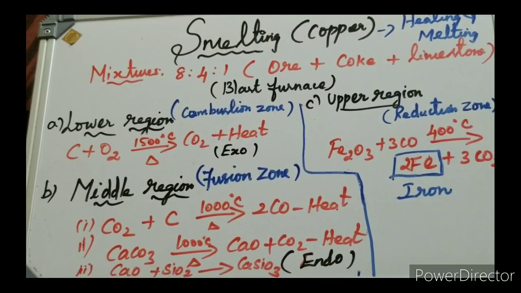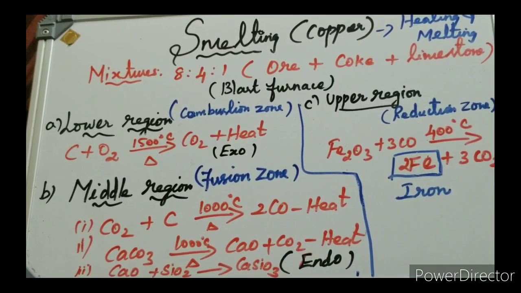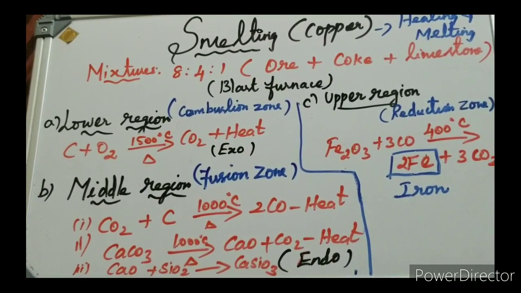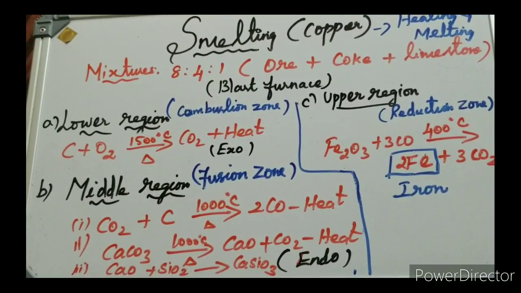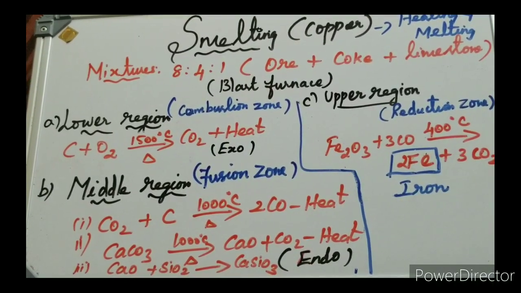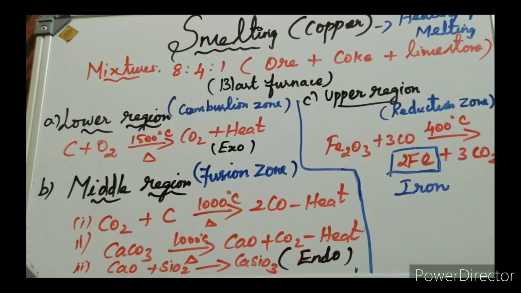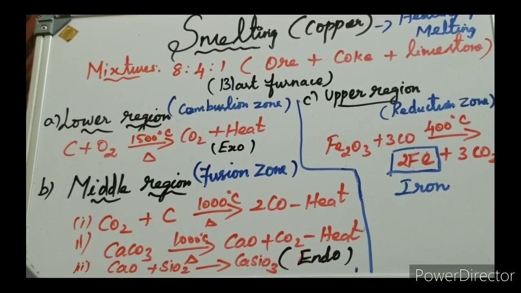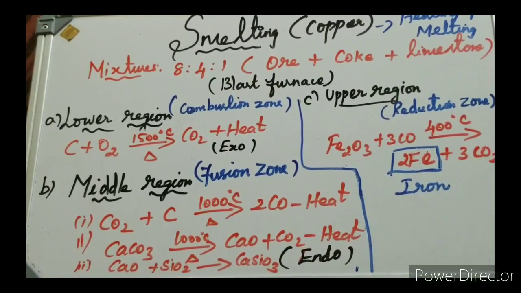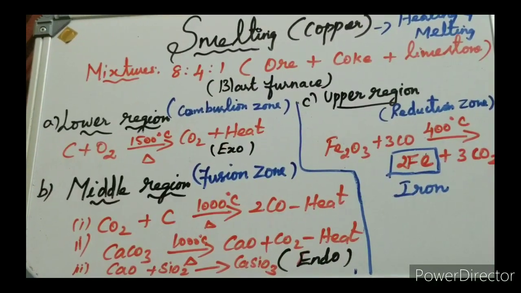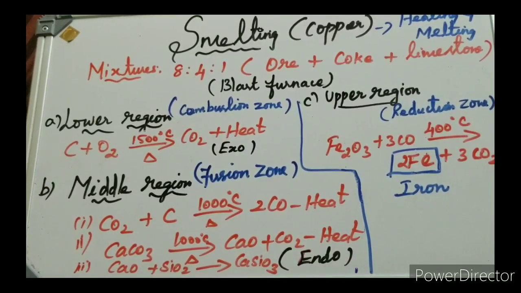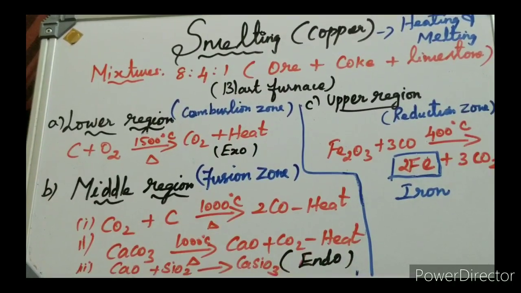At this temperature, the carbon, that is coke, reacts with oxygen. The combustion of carbon with oxygen at a temperature of 1500 degrees Celsius leads to the formation of carbon dioxide and heat. The hot gases pass out through the exit given. So this is an exothermic reaction due to the evolution of heat energy.